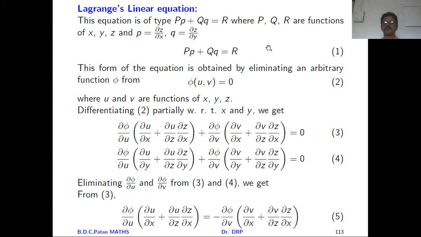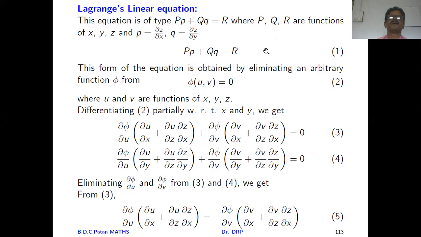In the last lecture we discussed how to form the partial differential equation by the elimination of arbitrary functions, and the examples based on it. Now in today's lecture we will discuss the theory part of Lagrange's linear equation, what its solution is and what the method of solving the given problem is.